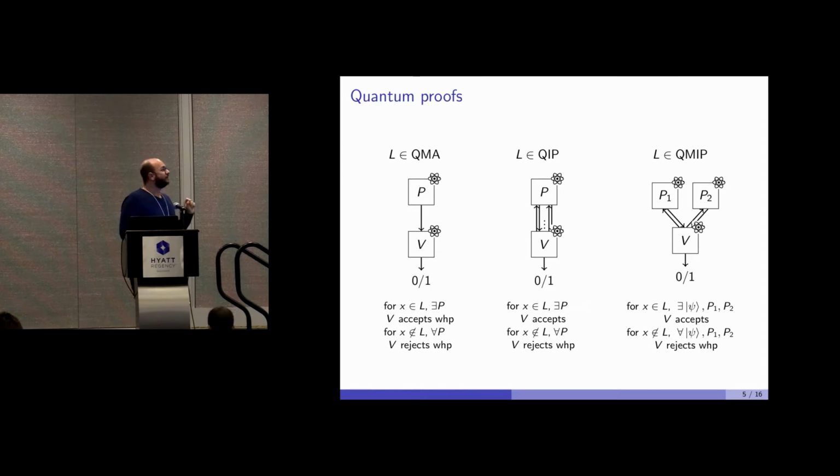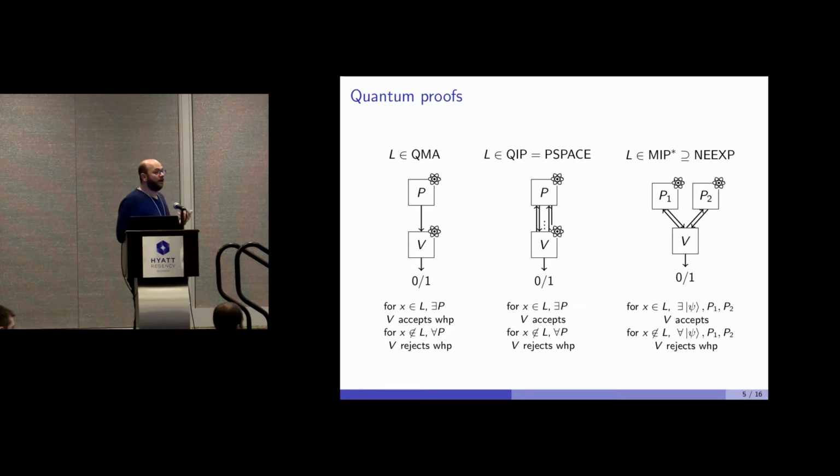But very interestingly, Reichardt, Unger, and Vazirani showed that in this model, you can consider only classical verifiers. A classical verifier can just delegate the quantum power to the provers and decide all languages in QMIP. This complexity class is called MIP star, and we learned a lot about it yesterday.